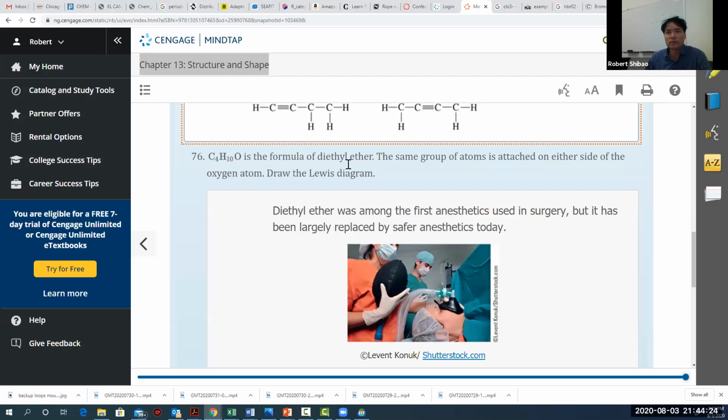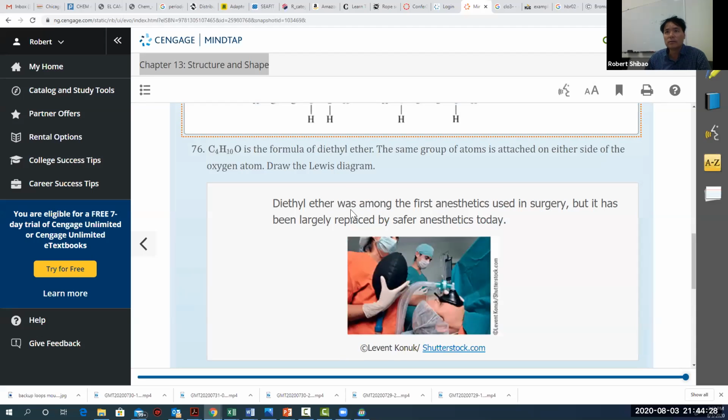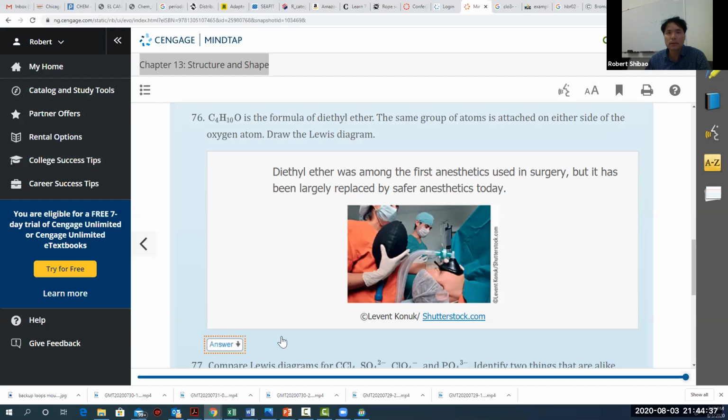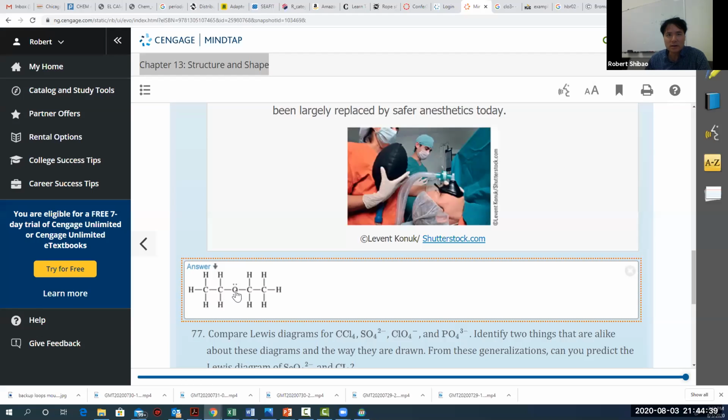C4H10O is the formula for diethyl ether, the same group. The same group of atoms is attached on either side of the oxygen. Draw the Lewis structure. So diethyl ether is very symmetric. They have the same group. And so this is what it looks like. An ether is a C-O-C link. And so this is called an ethyl group here. So carbon with 3 hydrogens, this is a methyl. This is called the methylene carbon here. CH3, CH2, O, CH2, CH3.